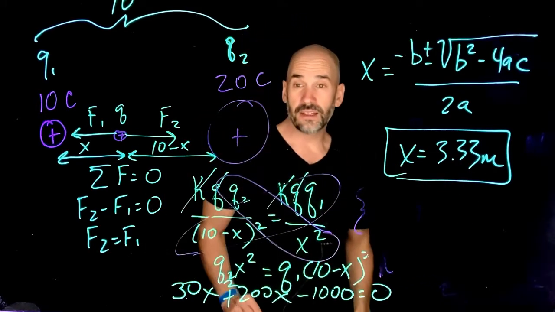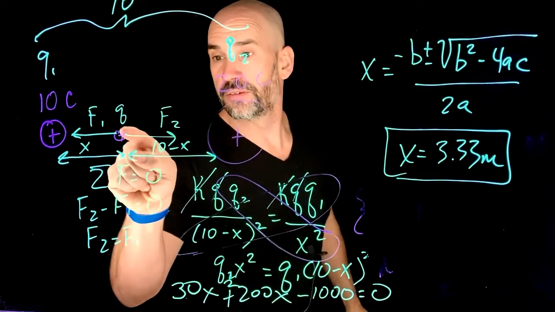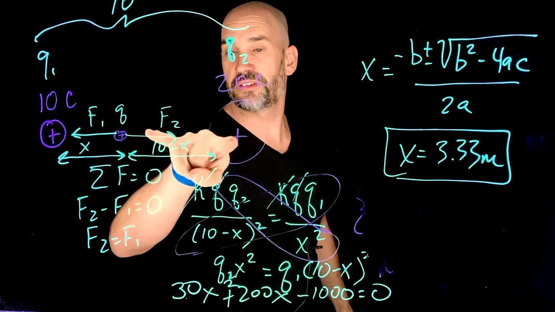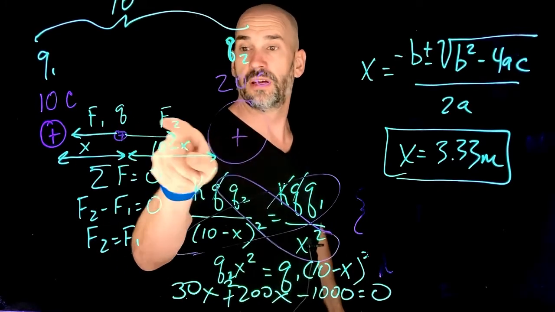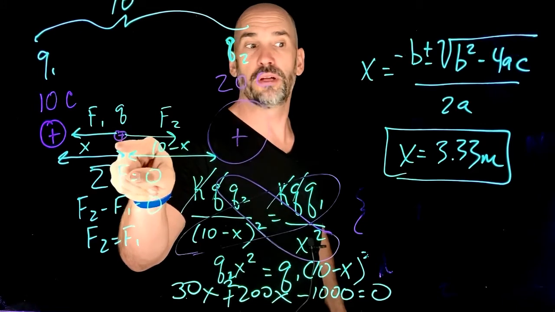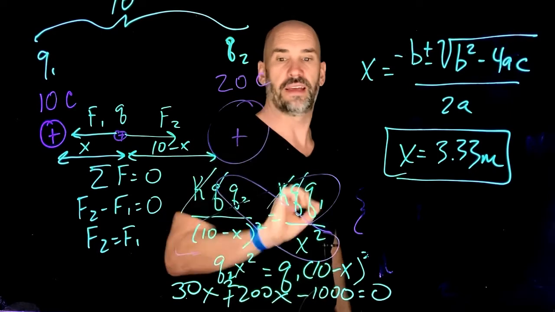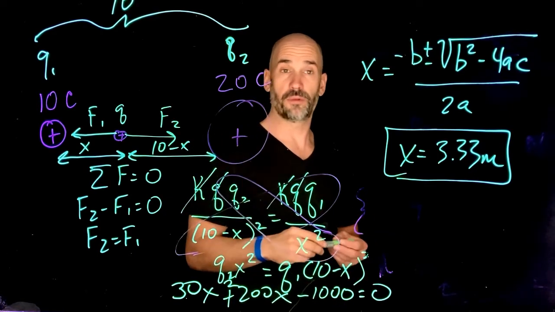So what does that mean? It means that in order for this positive particle to be perfectly canceled out, right, the force on this particle to be canceled out by both of these particles, this particle must be located at 3.33 meters away from the origin. You put it there, it cancels out. We have solved our first Coulomb's force problem.